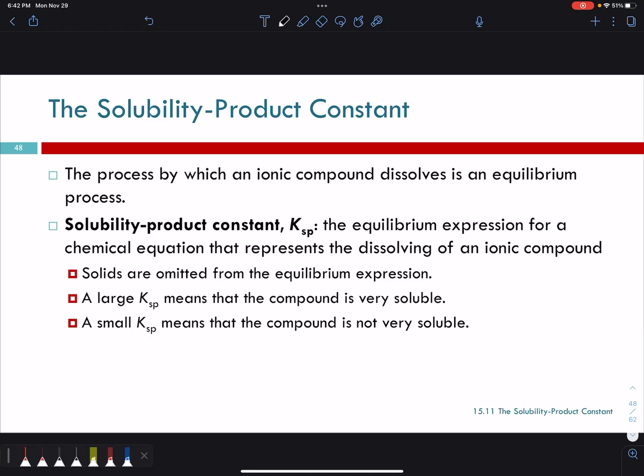So this is the equilibrium expression for a chemical equation that represents the dissolving of an ionic compound. If we were to take a solid and dissolve it in water, this is the equilibrium for how much will dissolve. Again, solids are omitted from the equilibrium expression. Before we had Keq, that was equilibrium. Ksp is solubility product. If we have a large Ksp, that means the compound is very soluble. If we have a small Ksp, that means the compound is not very soluble.